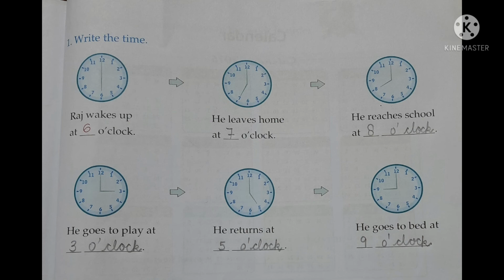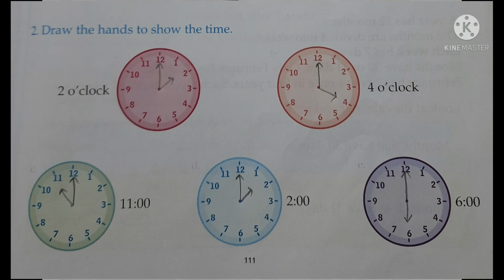He wakes up at 6 o'clock. Then he leaves home at 7 o'clock. He reaches school at 8 o'clock. Then he goes to play at 3 o'clock. Then he returns at 5 o'clock. And at last he goes to bed at 9 o'clock.